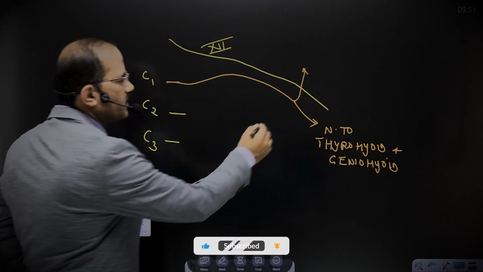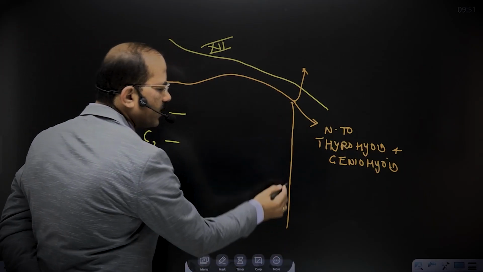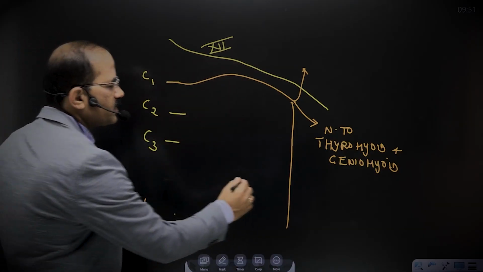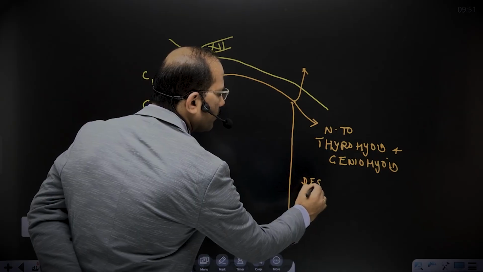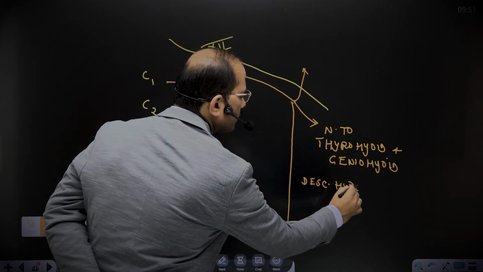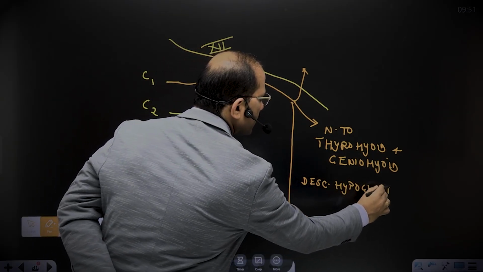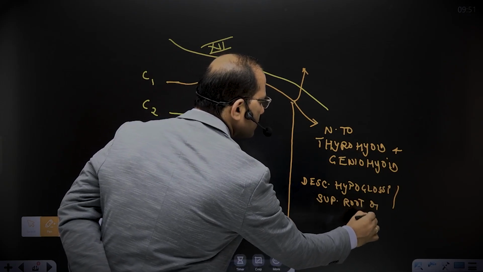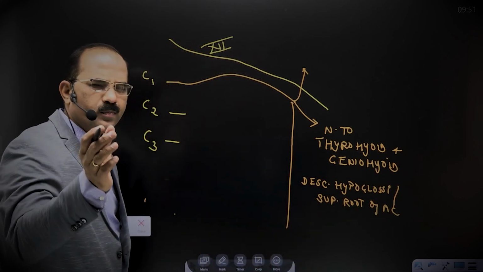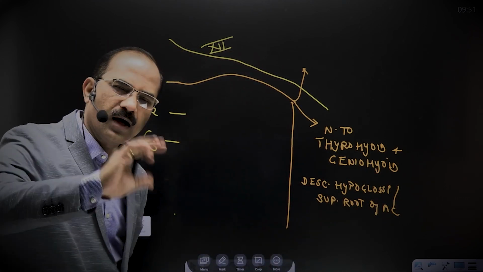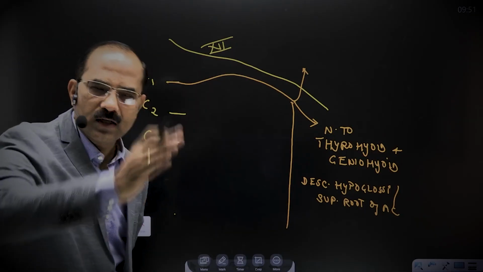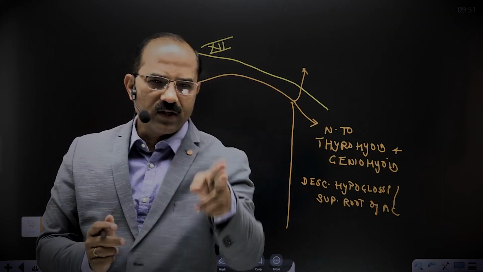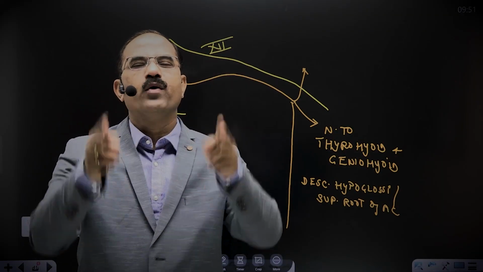So the third branch given by C1 is descending down from the hypoglossal nerve. This is what we call the descending hypoglossi, or the superior root of Ansa cervicalis. Ansa is a loop formed in the neck, cervix, Ansa cervicalis. To form this loop, we need two nerves, one coming from here, one from here, joining to form a loop.